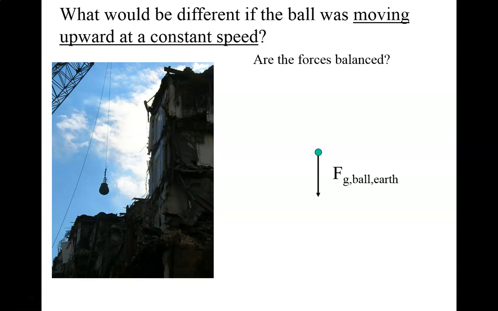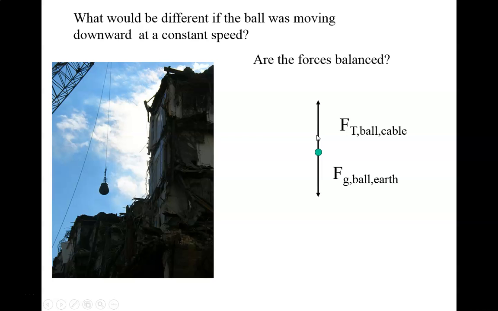Upwards at a constant speed. The key word here is constant. It's moving at a constant speed, so that means that the forces on it are balanced. So even though it's moving upwards, the forces on it have to be balanced. So I would use my hash marks again. So anytime the motion of an object is constant, the forces are balanced.